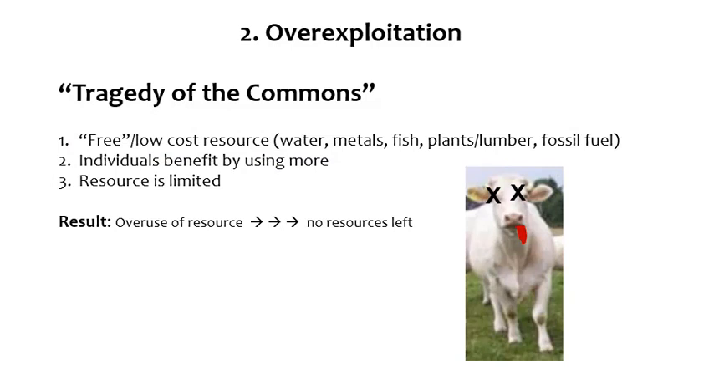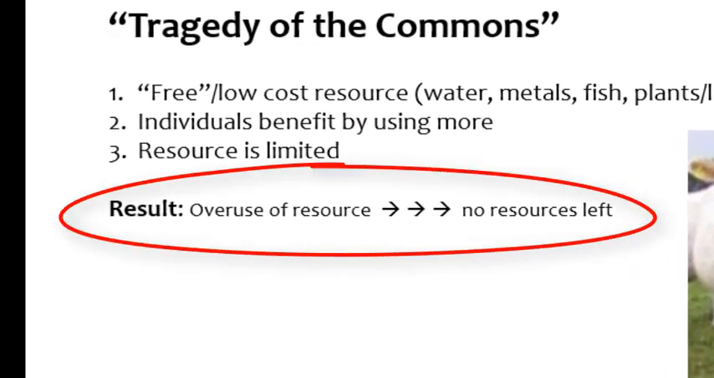The second requirement is that individuals must benefit by using more, which I think makes sense. And the third requirement is that the resource must be limited. Since pretty much all resources are limited, that one's a pretty easy requirement to meet as well. The result is that individuals benefit by overusing resources, and ultimately they will do so until few or no resources are left.